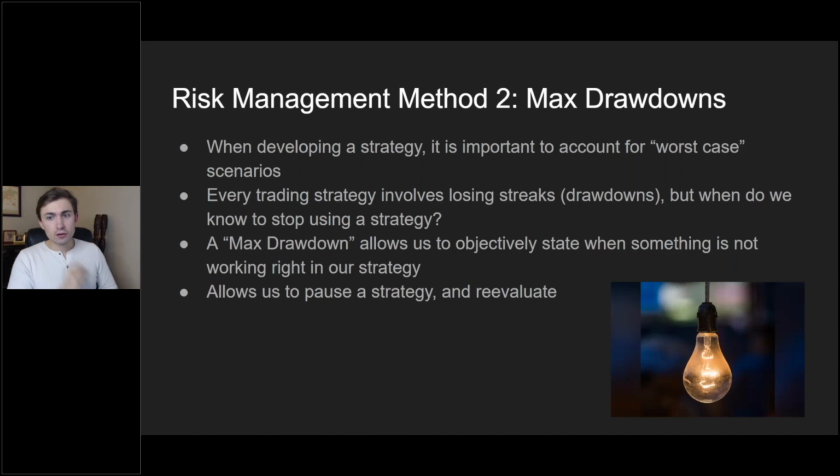Okay, another level to this risk management conversation we're having is max drawdowns. Just to get dark again for you, when developing a trading strategy, it is important to account for the worst case scenarios. We want to be prepared so that if it springs upon us, we have some level of competency to deal with it. So every trading strategy involves losing streaks or drawdowns. But how do we know when to actually stop using a trading strategy?